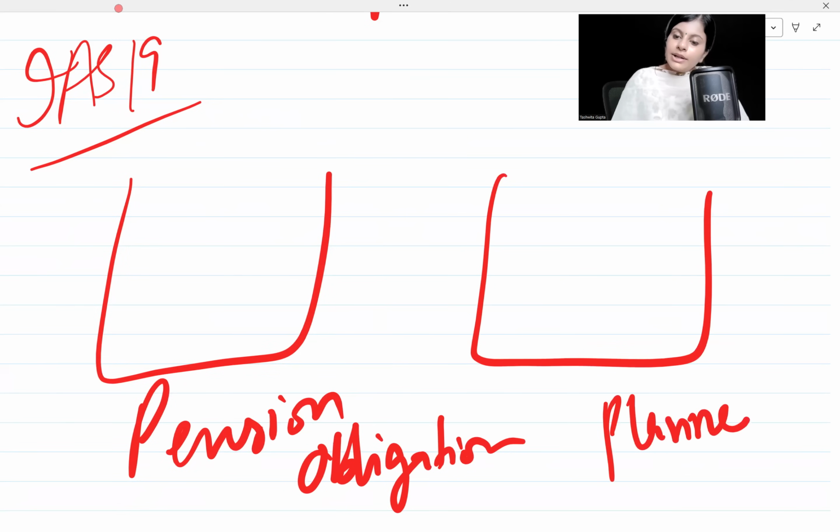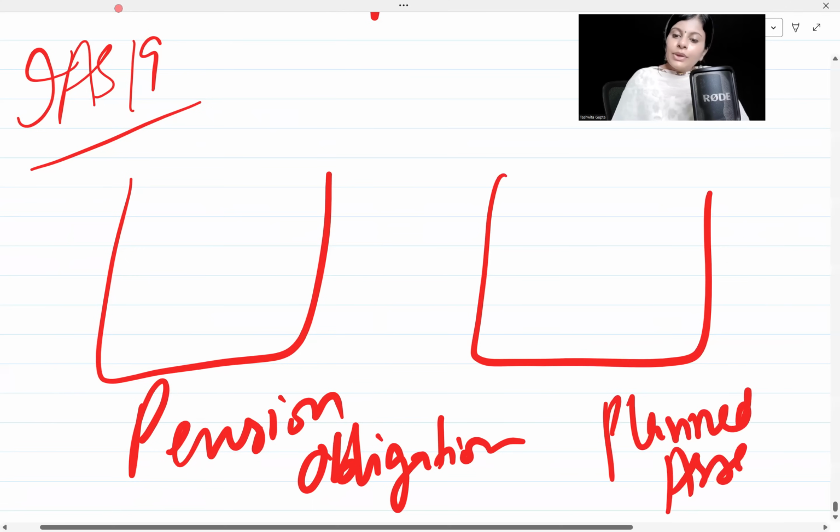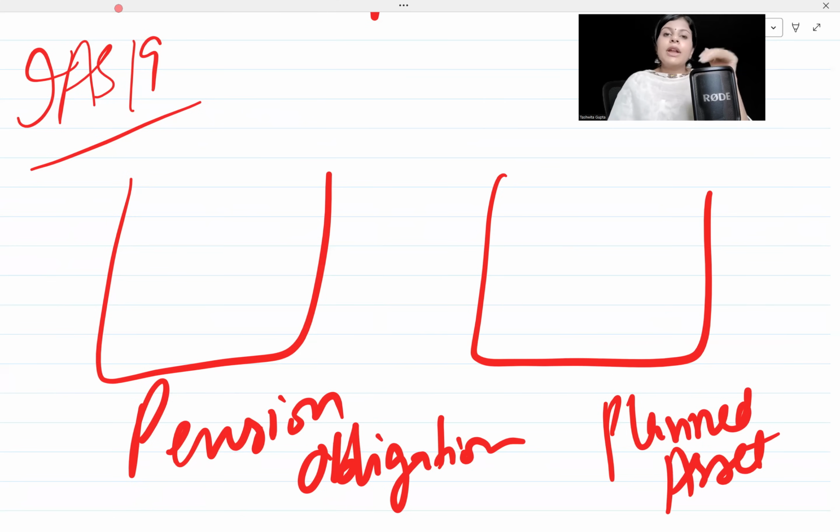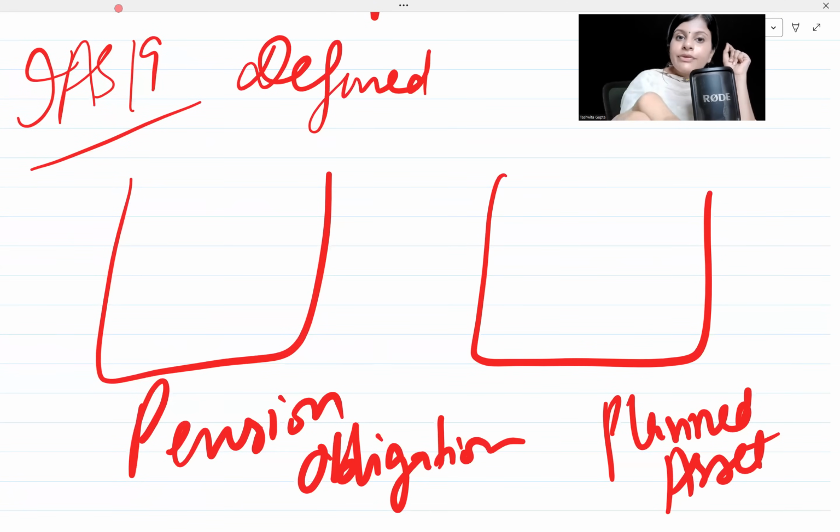So every employer gives some kind of benefit to the employee. They tell them that we are going to deduct some part of your salary and that will be invested in a provident fund. When you retire, you'll get a pension. Now, if you define that pension, how much pension this person is going to get, then we call this as defined benefit. So how do you treat this defined benefit scheme?